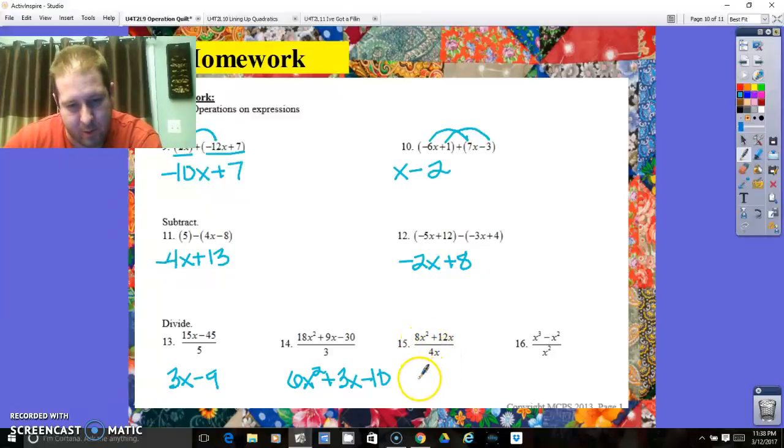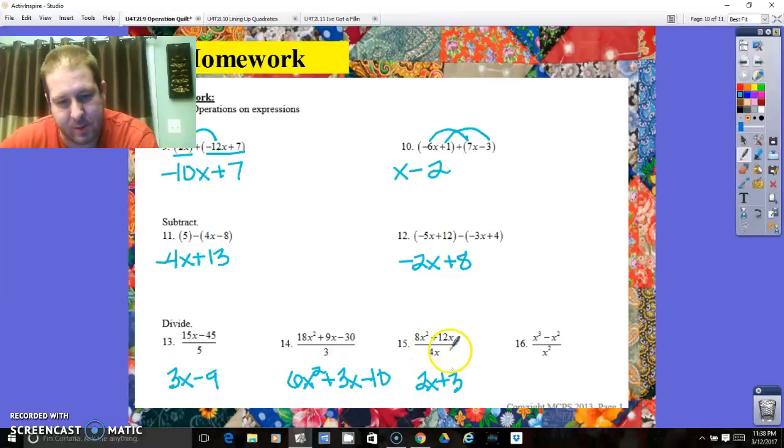Okay, so 8 divided by 4 is 2. And x squared divided by x is 1x. Because whenever you're dividing things with the same base, you subtract their exponents. 2 minus 1 makes 1. 12x divided by 4x is 3. Because 12 divided by 4 is 3. And the x's literally cancel each other out.